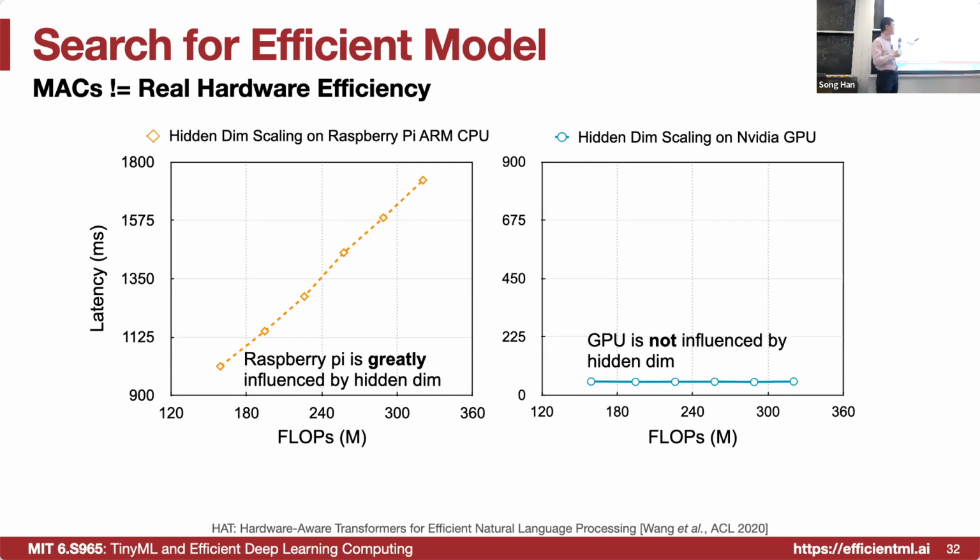This is another experiment we measured on the Raspberry Pi. Raspberry Pi is greatly influenced by the hidden dimension. If we increase the hidden dimension, the latency on Raspberry Pi will increase very fast. But if we increase the amount of computation, the GPU latency is not quite influenced, because the GPU has large parallelism. If you provide more parallelism, it just prevents the GPU from being starved, so latency is not going to change much. All these stories are telling us that MACs or FLOPs are not a good approximation for latency.